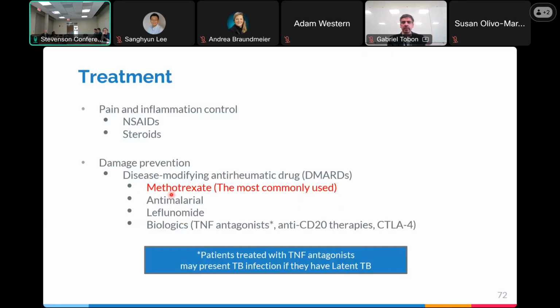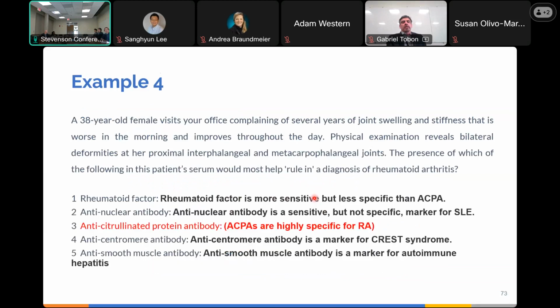Like here, for example, methotrexate is the most commonly used, and we can discuss the different options of treatment. After the discussion, we make the answer here. Anti-citrullinated peptide antibody is the most specific for rheumatoid arthritis. So that's the right answer.